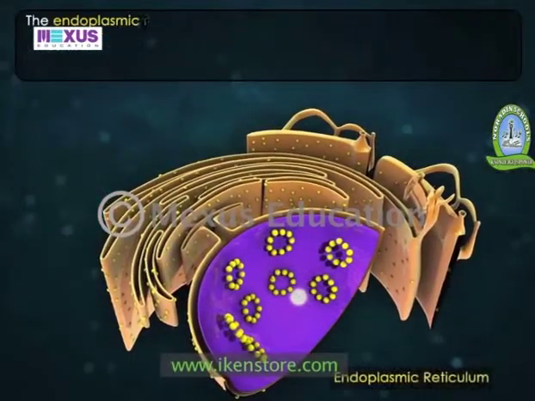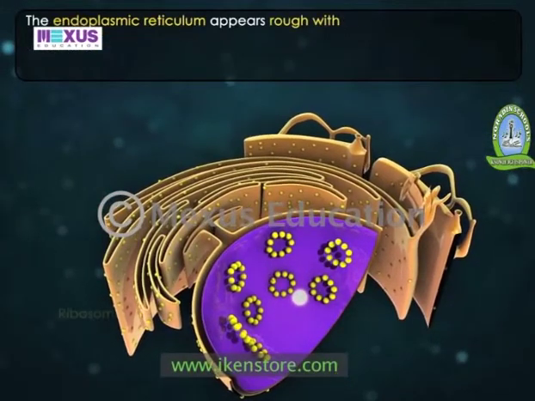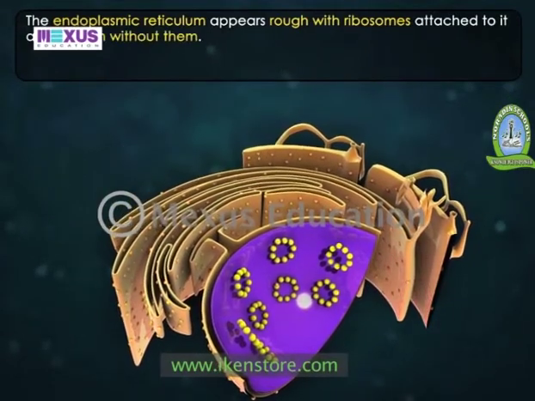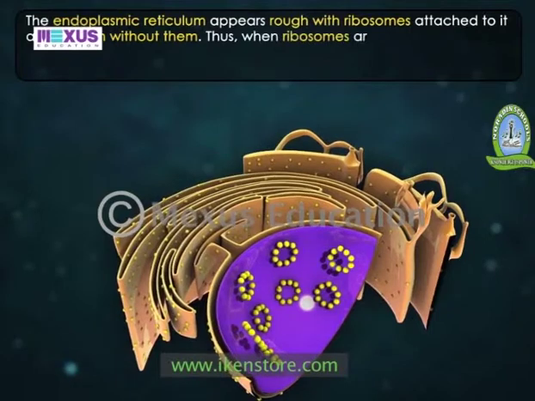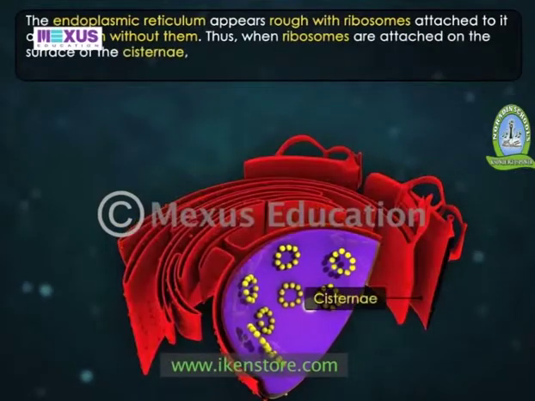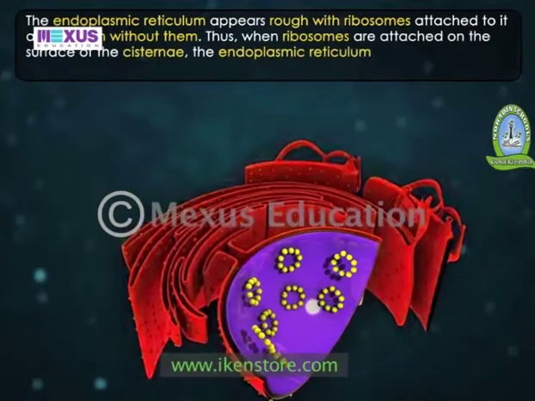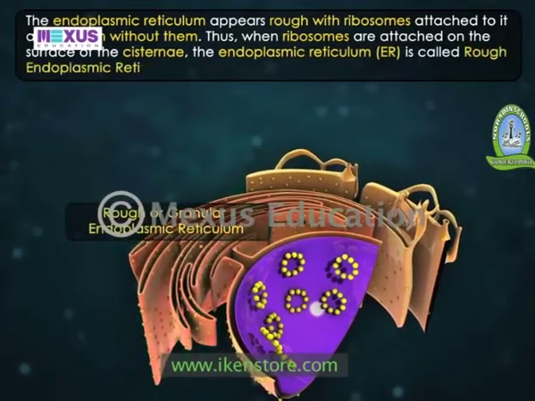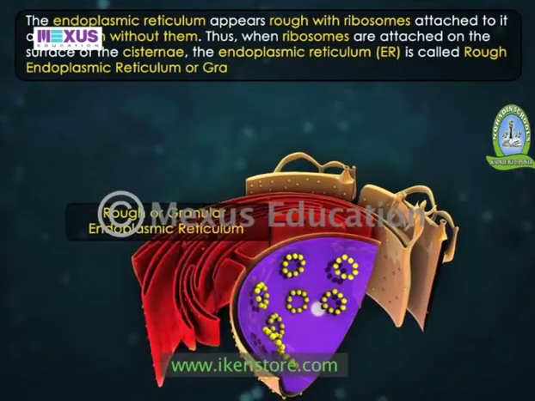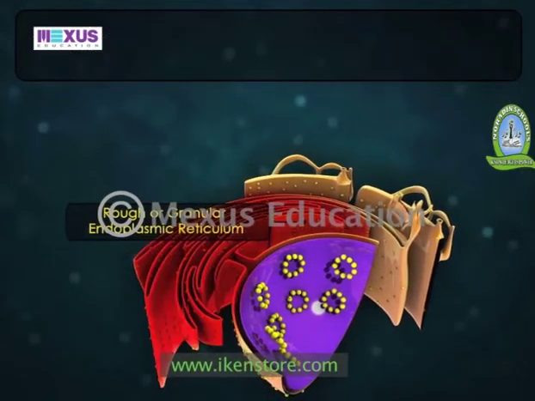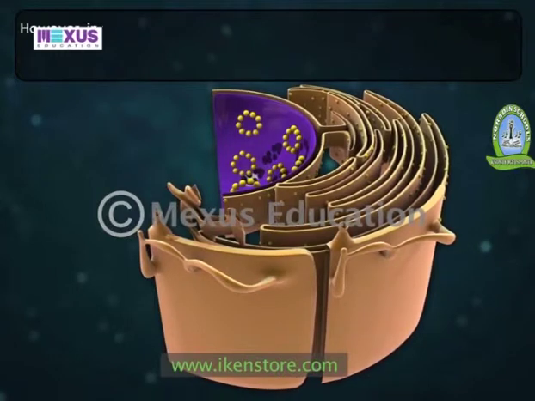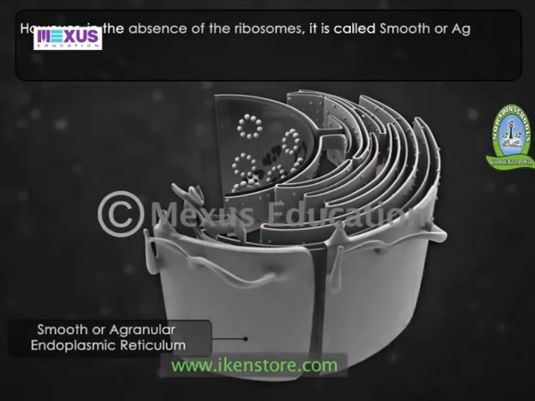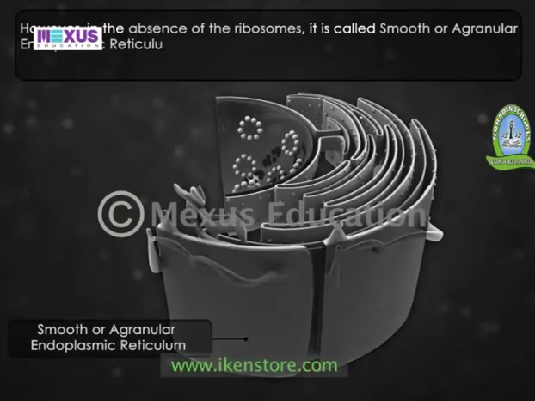The endoplasmic reticulum appears rough with ribosomes attached to it and smooth without them. Thus, when ribosomes are attached on the surface of the cisternae, the endoplasmic reticulum is called rough endoplasmic reticulum or granular endoplasmic reticulum. However, in the absence of the ribosomes, it is called smooth or agranular endoplasmic reticulum.